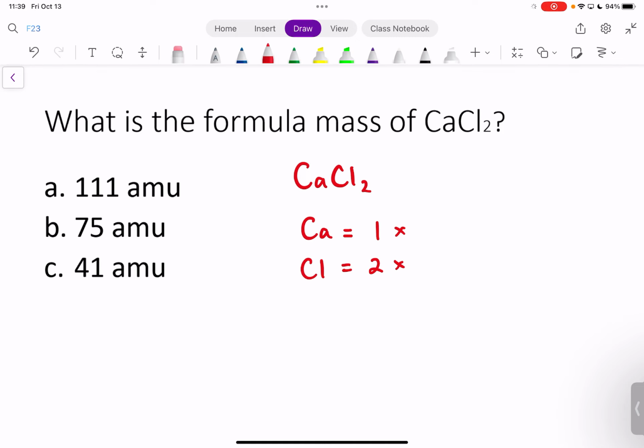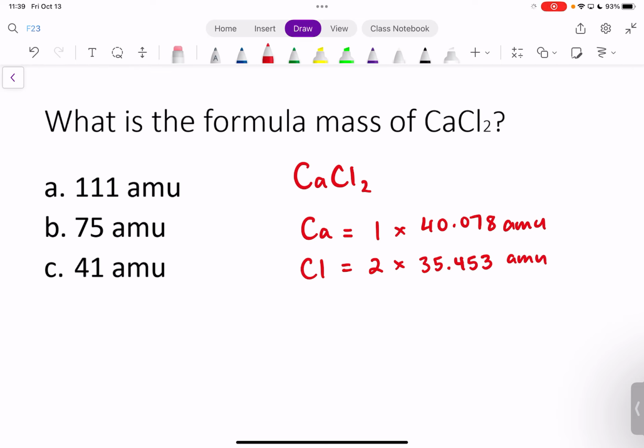Do you need to memorize the masses on the periodic table? No, please don't. That's a lot of work. So what is the mass for calcium on the periodic table? 40.078, what are my units here? AMUs. AMUs. What about chlorine? 35.453. Oh my gosh, I remembered that one in my head.